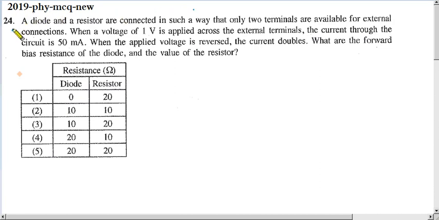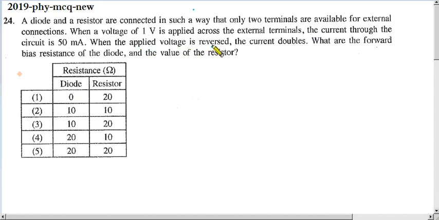Today I am going to discuss question number 24 of the 2019 Physics MCQ paper of the new syllabus. A diode and a resistor are connected in such a way that only two terminals are available for external connections. So there are only two ways, series and parallel. When a voltage of 1 volt is applied across the external terminals, the current through the circuit is 50 milliampere.